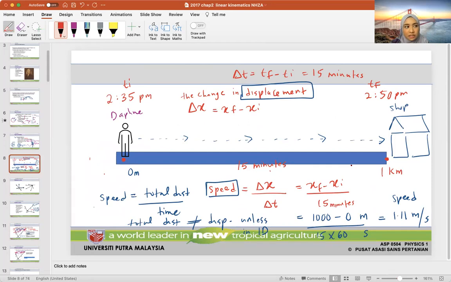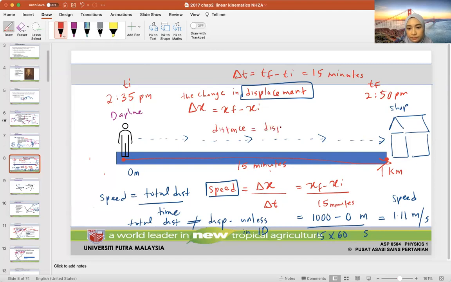1 kilometer, is it displacement or distance? Displacement. Okay, so some of you are saying distance, some of you are saying displacement. Which one is it? So what is the shortest path? It's here, just a straight line. What was the distance taken by Daphne? Also the same path. So in one-dimensional motion, distance is equal to displacement.